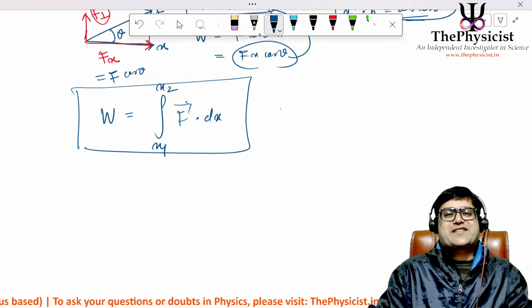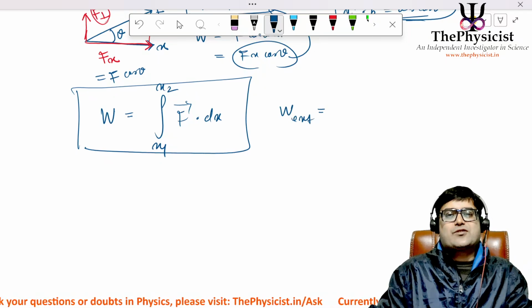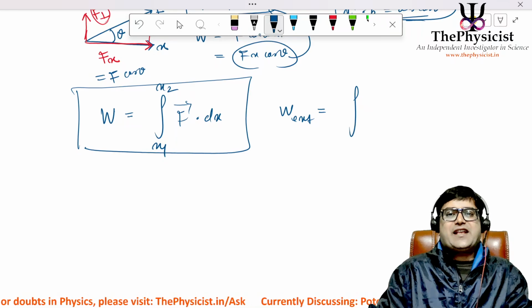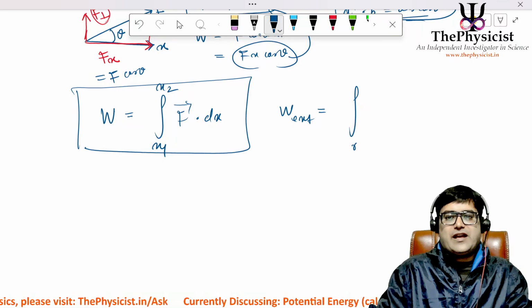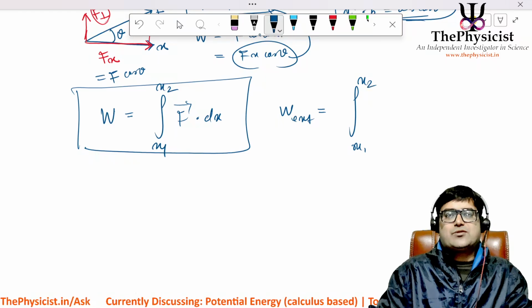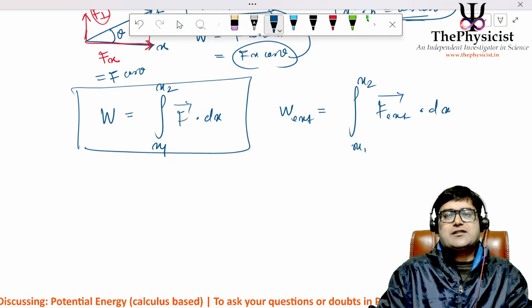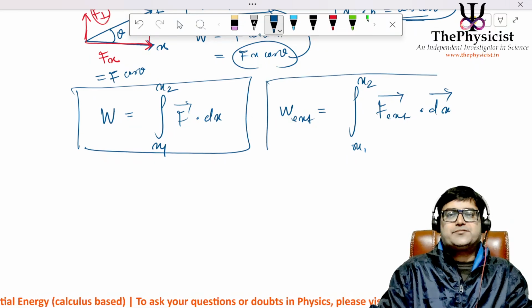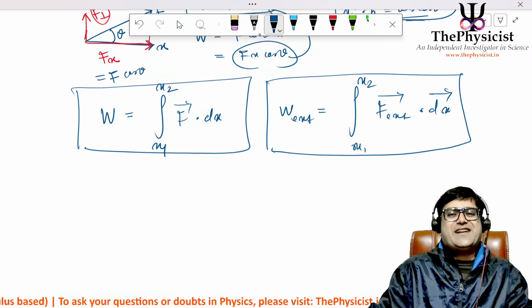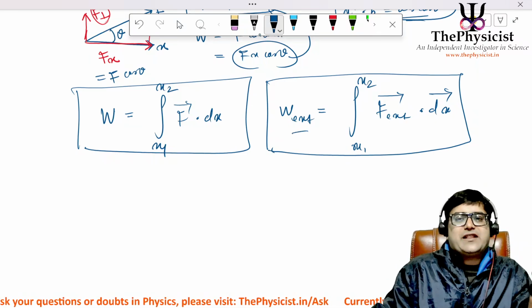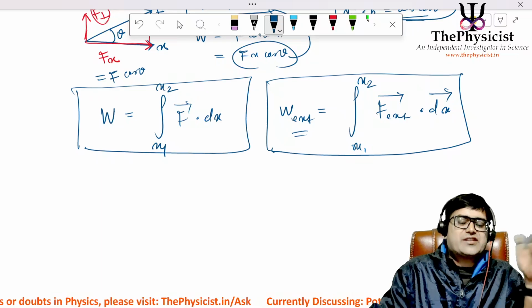Yes. Now in this case, the work done by the external force would simply be integration from x1 to x2 of F external dot dx. Clear? But is all of the work done by the external force getting stored in the system?